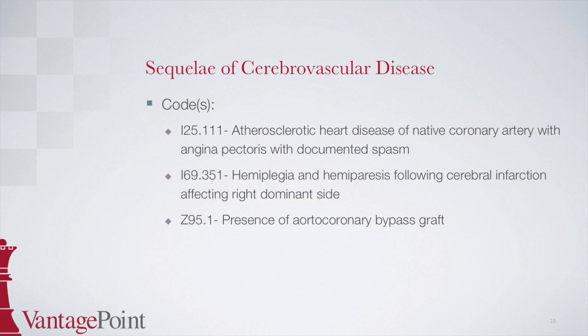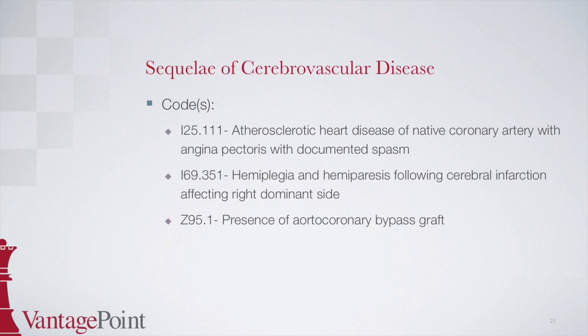The next code is I-69.351 for hemiplegia and hemiparesis following cerebral infarction affecting right dominant side. This code can be located by starting at hemiplegia in the alphabetic index and then locating the term following. Indented below this is cerebrovascular disease, and then cerebral infarction, which points to I-69.35, with a checkbox indicating that more digits are needed.